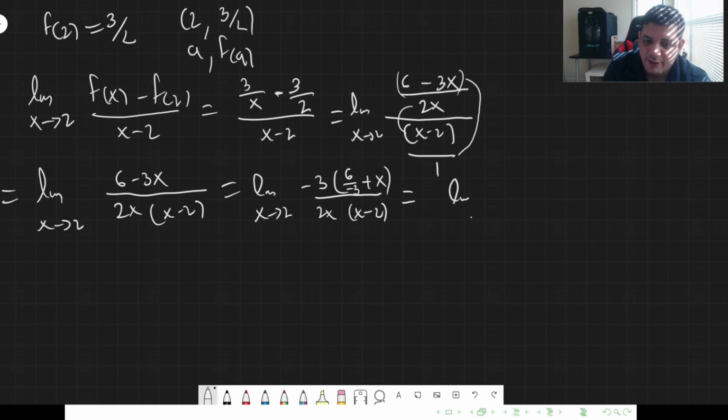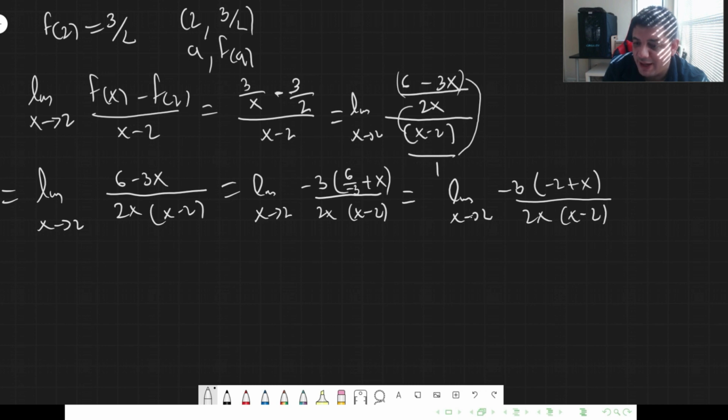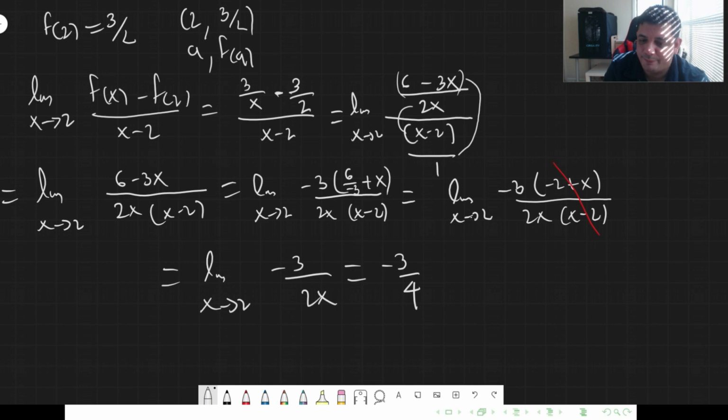Now next, I simplify. 6 divided by minus 3 is going to be minus 2. And so now you can see that this is minus 2 plus x, which is essentially the same as x minus 2. So these two things can cancel each other because they're the same thing. Okay? And I'm going to get the limit when x goes to 2 of minus 3 over 2x. And that's going to be minus 3 over 4. Okay? And remember, this is the slope of the tangent line at this point.